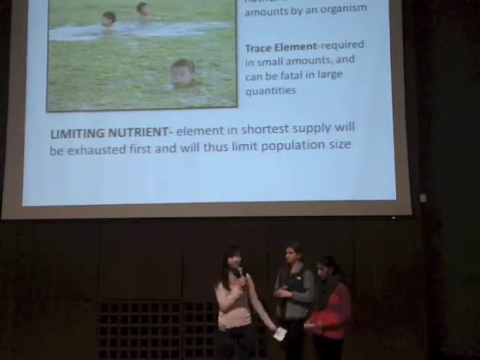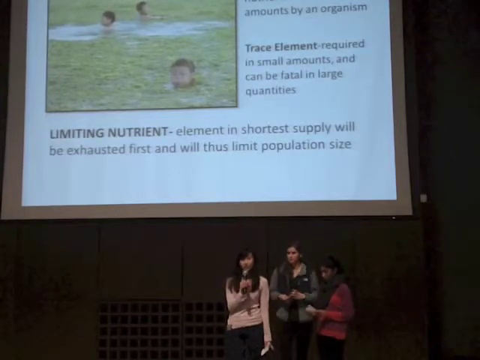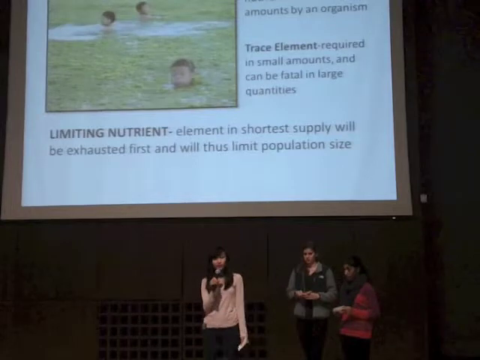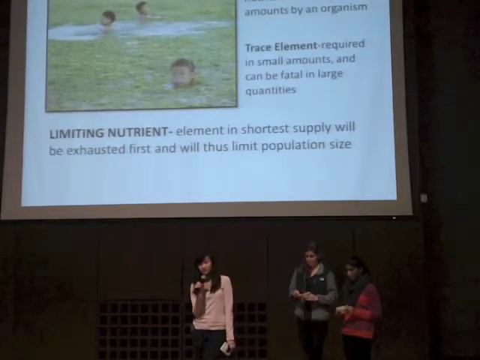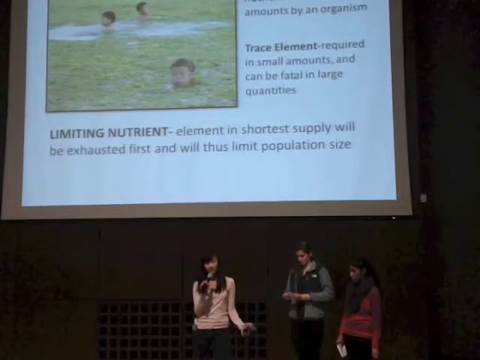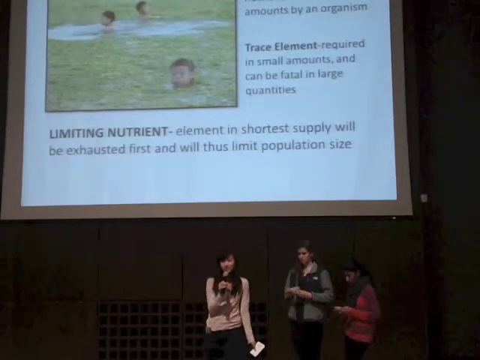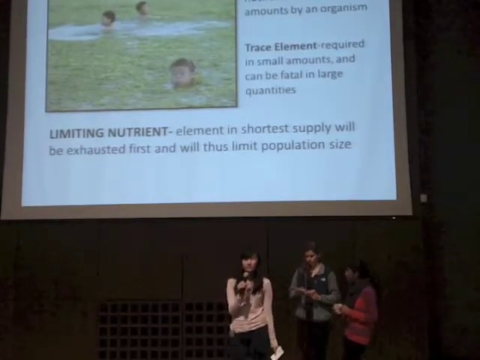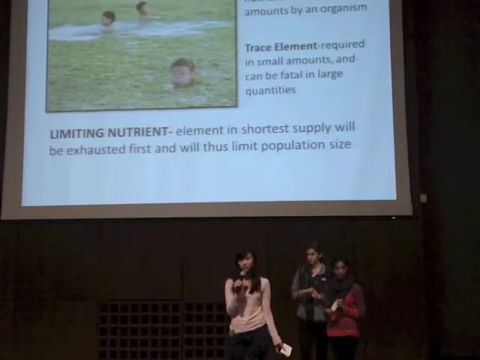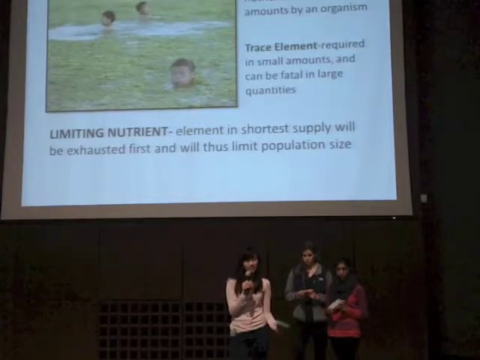A macronutrient is an essential element which is used up in large amounts by organisms, whereas a trace element is only required in small amounts, but can be fatal if there's too much. And lastly, we have our limiting nutrient, which is what we examined in the lab. This is the element which, in its shortest supply, will limit the population size.